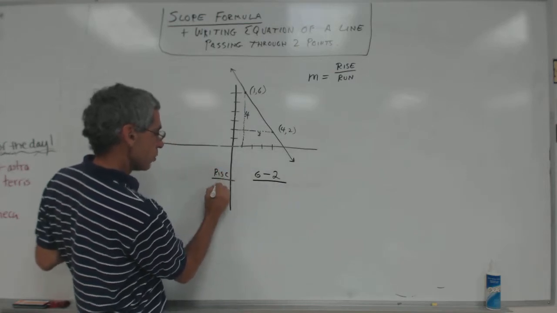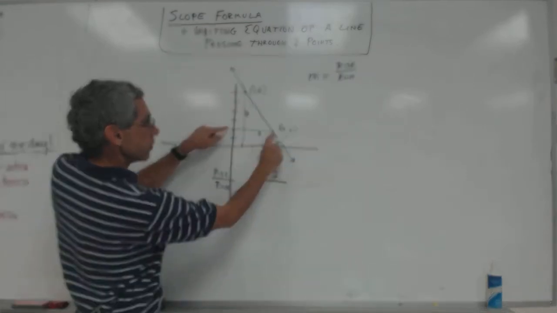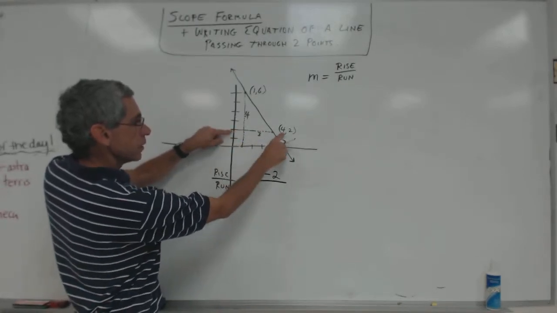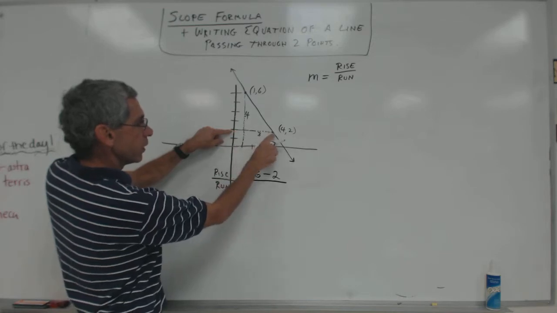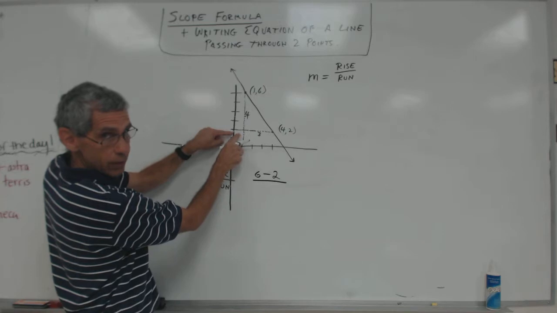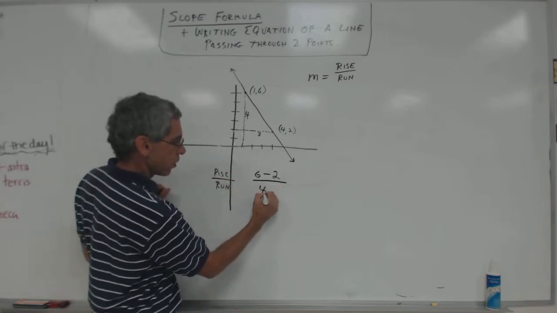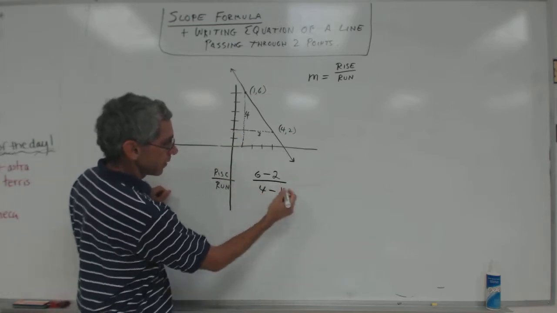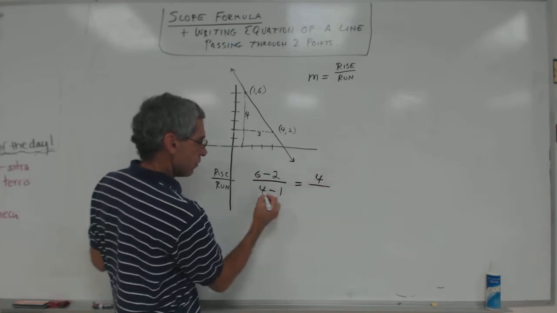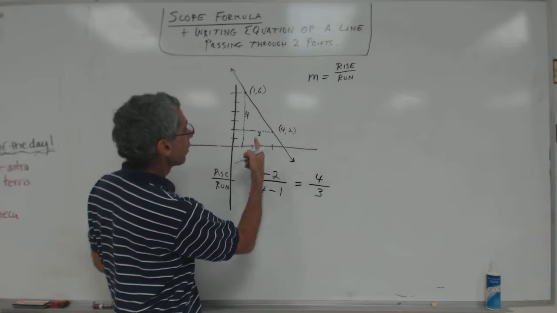Rise over run. What's my run? From here all the way to here is 4, minus this, minus the 1. So 4 minus 1. That'll give me a slope of 6 minus 2 is 4, 4 minus 1 is 3. Oh, that's what we said.